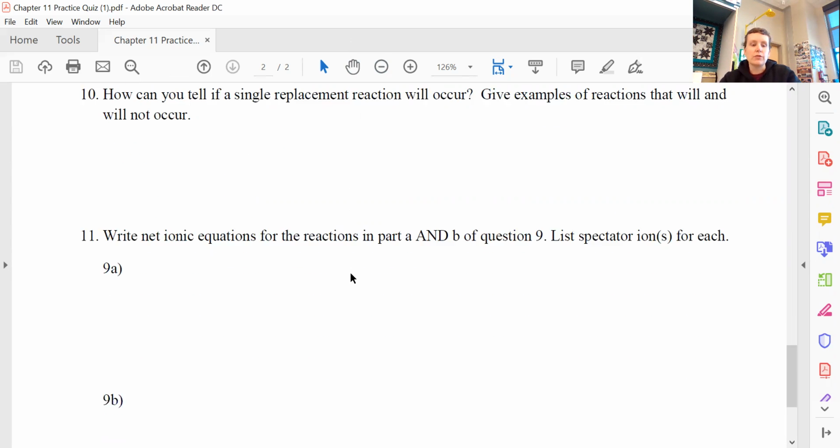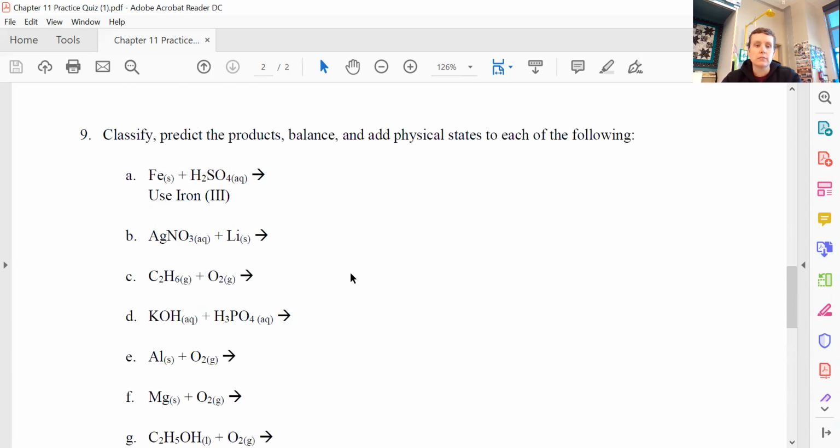Net ionic equations for A and B. Well, we've got iron. Sulfuric acid creates hydrogen and iron 3 sulfate. Okay, in a single replacement reaction, there's only one spectator. And in this case, it's going to be sulfate. Sulfate is aqueous here, and it's part of the aqueous compound on the other side. So sulfate is your spectator.